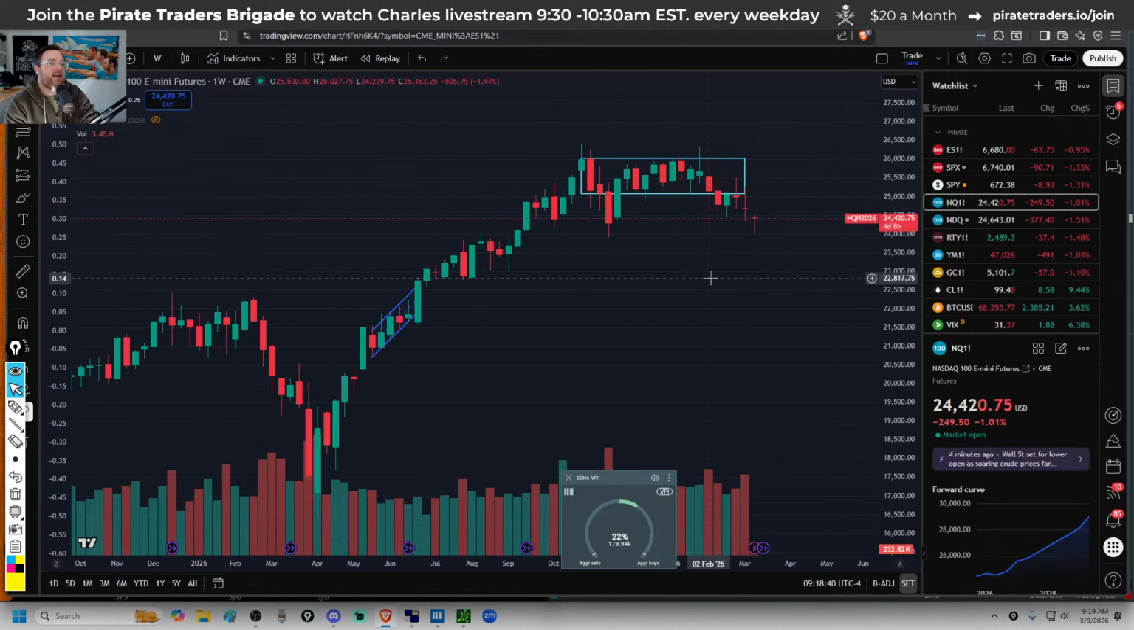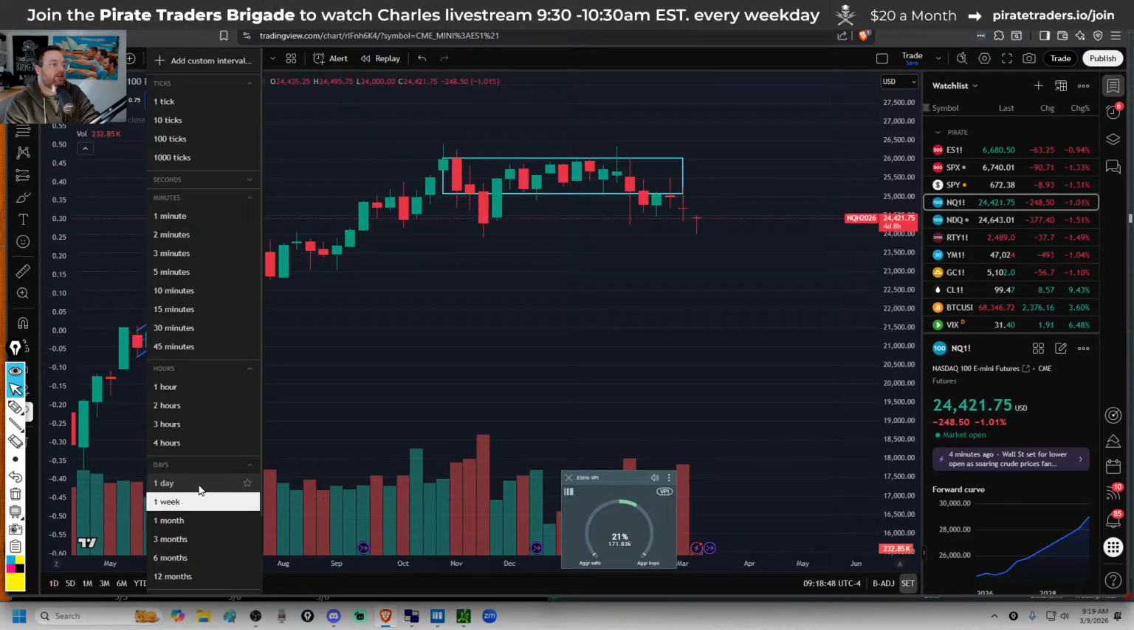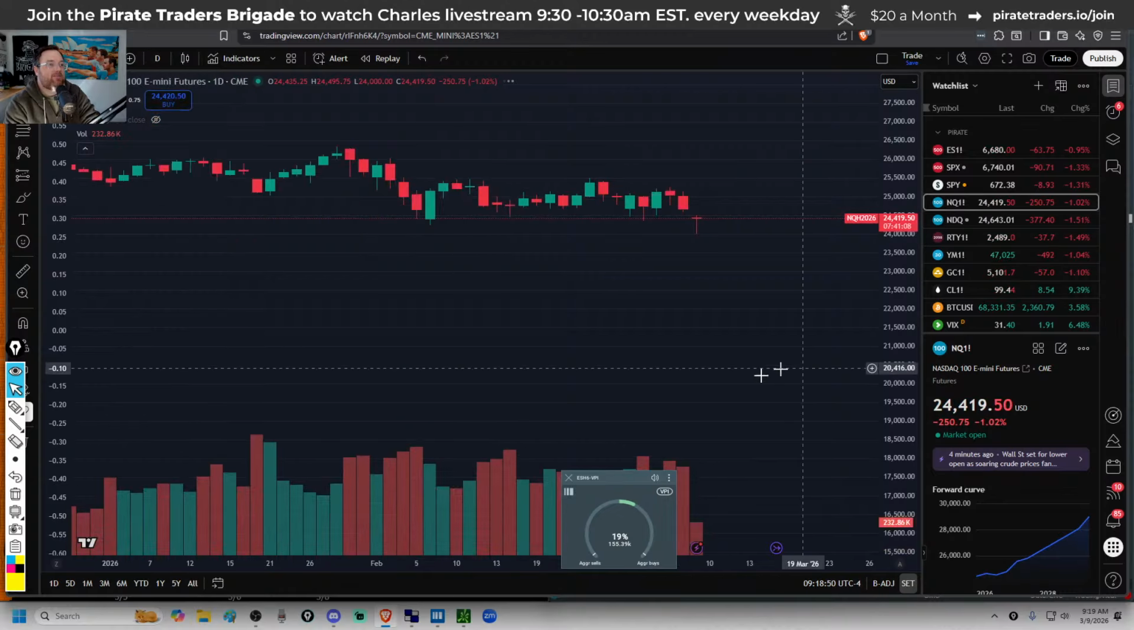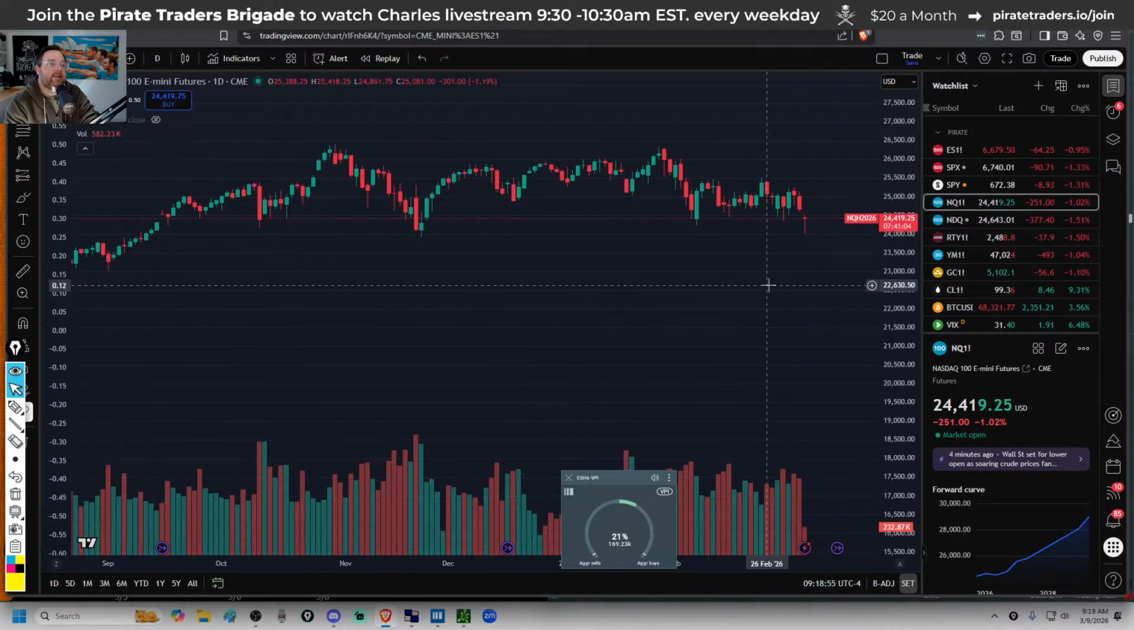Let's take a quick look at the NQ on the daily. So the NQ has been doing basically the same exact thing as the ES over the last few weeks, or the last few months, really. But it has been doing it sort of slightly afterward. It's not been perfectly in line with the ES. The ES tends to sort of make its move first, and then the NQ follows.